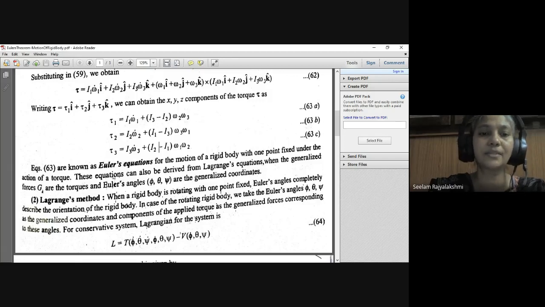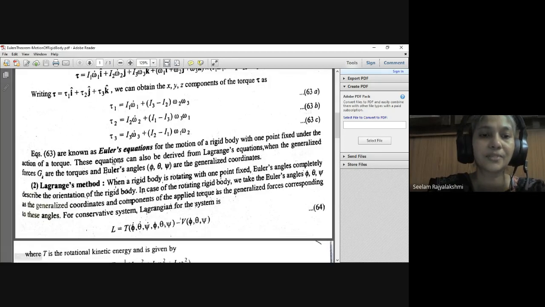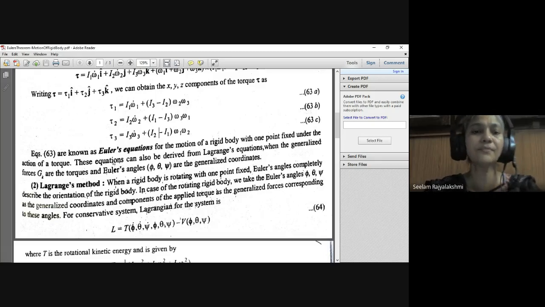For a conservative system, here also we are considering the conservative system, the Lagrangian for the system we already know: L equals T minus V. But here we are considering the Euler's angles. That's why the Lagrangian for a rigid body rotating with a fixed point can be written as L equals T of phi dot, theta dot, psi dot, comma, phi, theta, psi, minus V of phi, theta, psi. This is equation number 64. So for a conservative system, this is the Lagrangian.